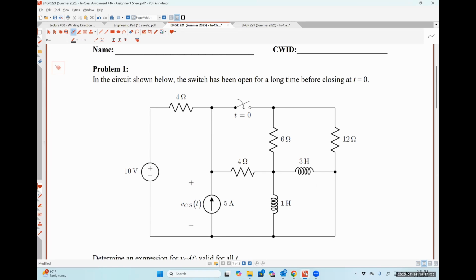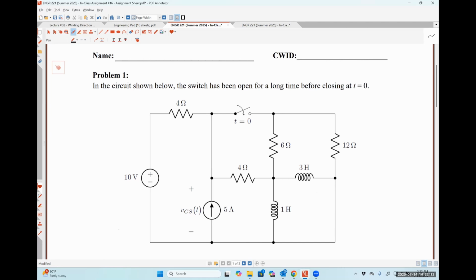We're given the following circuit, and the only thing that we're interested in is the voltage drop across the current source as a function of time. That being said, we do have energy storage elements, so we are going to have to pay attention to what's going on with them. So the first thing I want to do is look at this and see if there's any simplifications that I could potentially make.